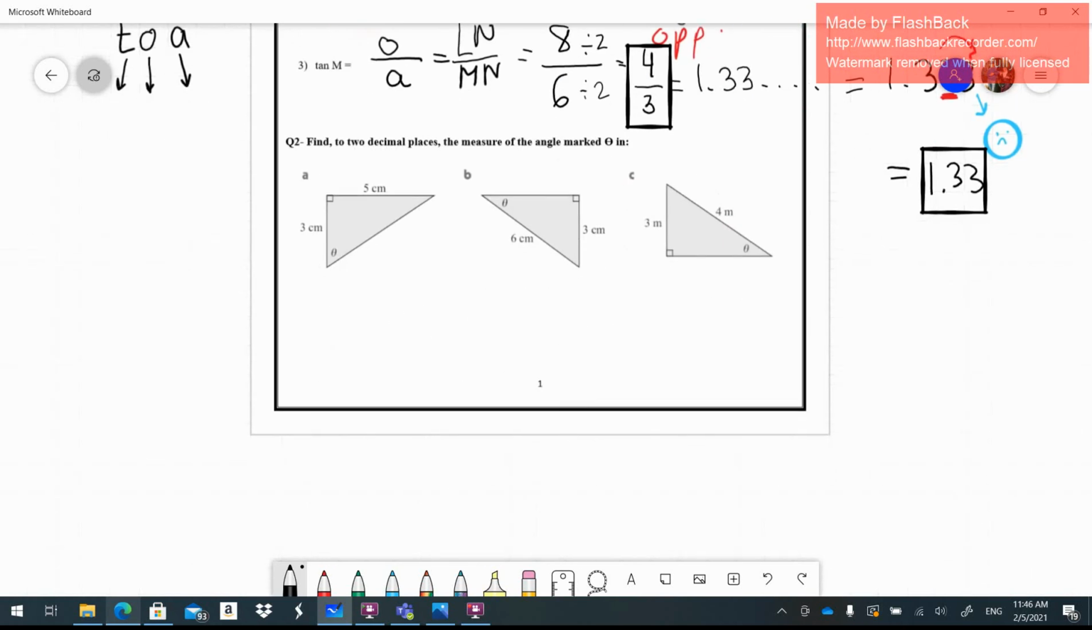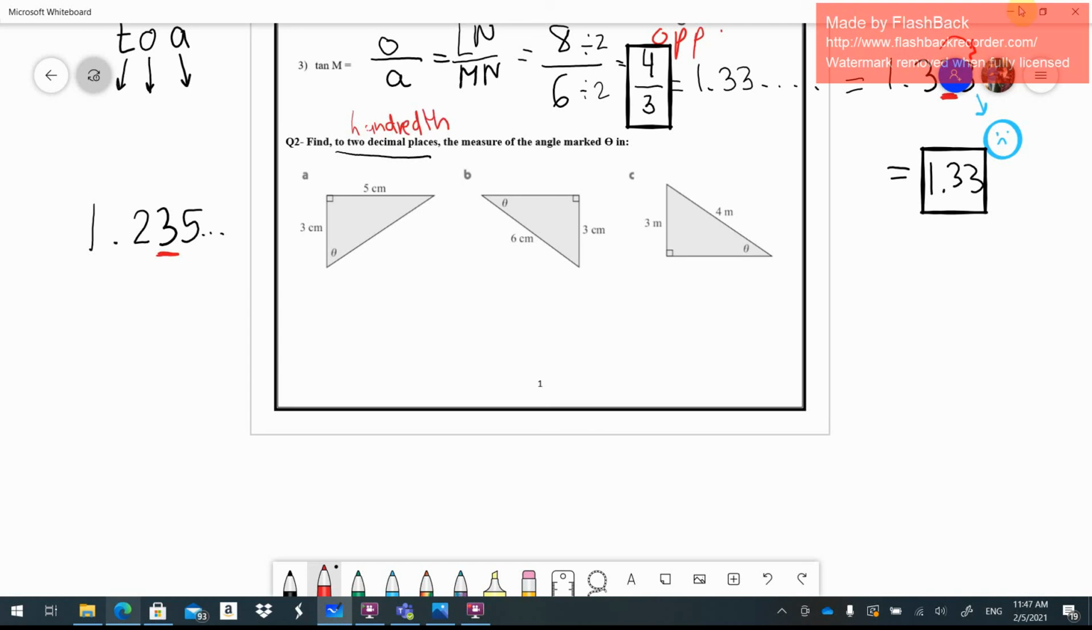Moving on to the next question. Find to 2 decimal places. When I tell you 2 decimal places, it means I want to round to the nearest hundredth. For instance, if I have 1.235, where's the second decimal place? This is the first one, which is the tenth. This is the second one, which is the hundredth. So when they tell you find to 2 decimal places, you will round to the nearest hundredth.